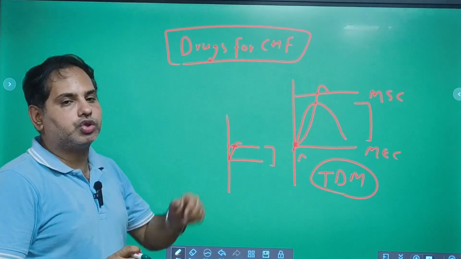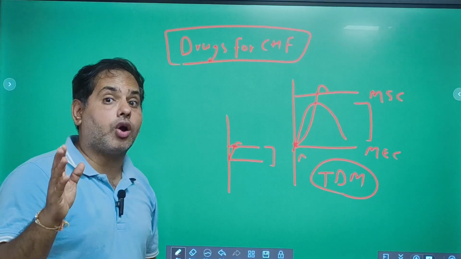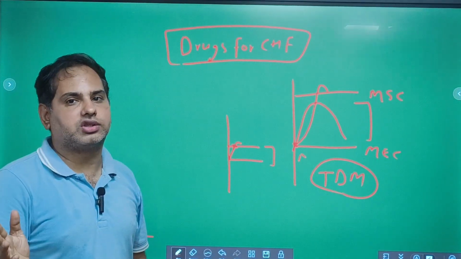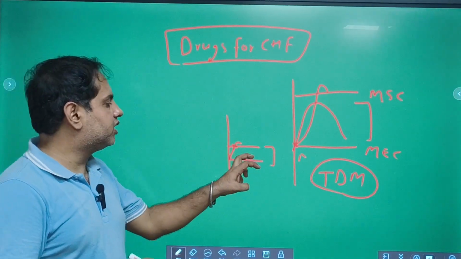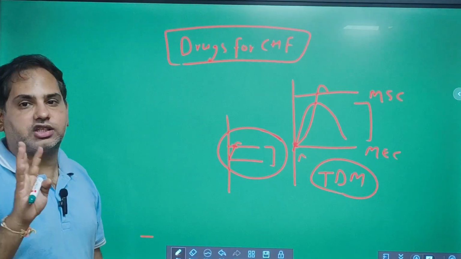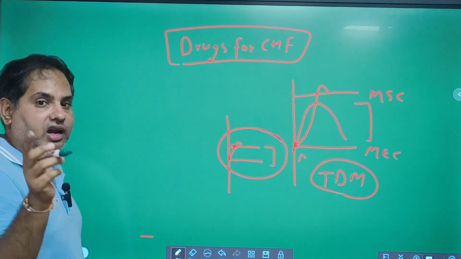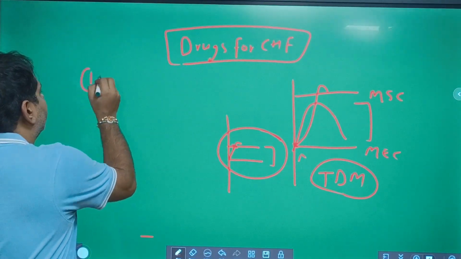So drugs used for the CHF, as I said, a well known drug is digoxin, but digoxin is not the drug of choice due to its toxicity. Because digoxin is a drug which belongs to the narrow therapeutic index. So that's why this is not the drug of choice. So the drugs which we are using for the CHF at early stages are diuretics.